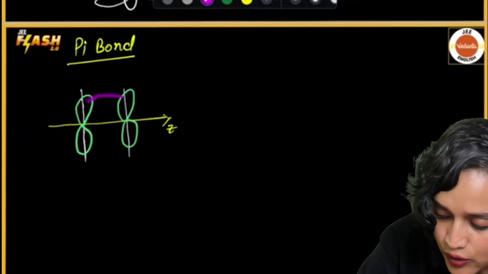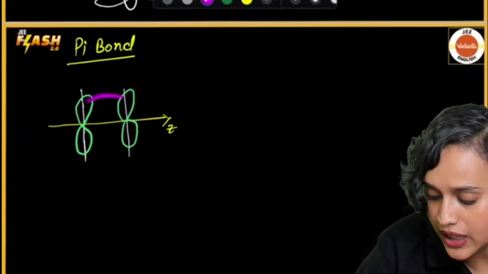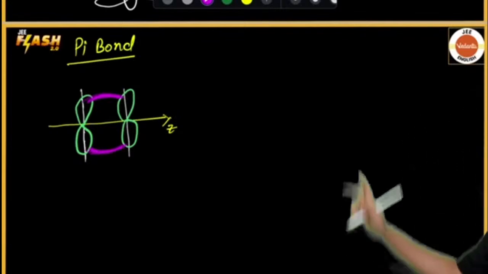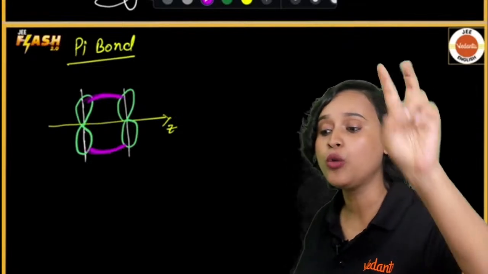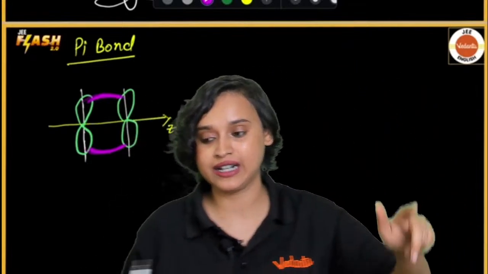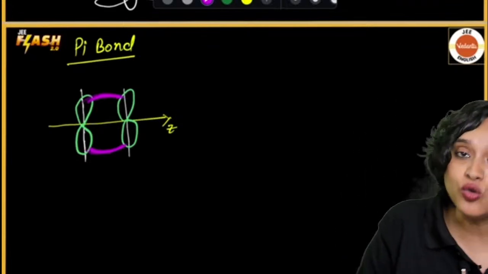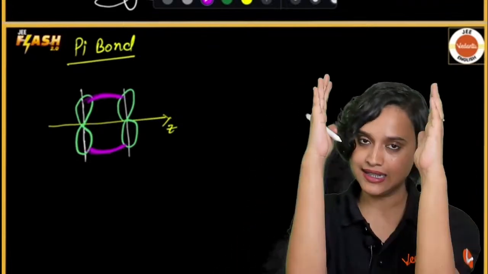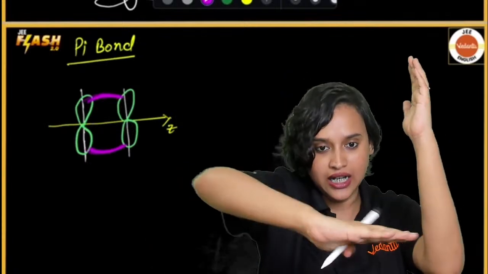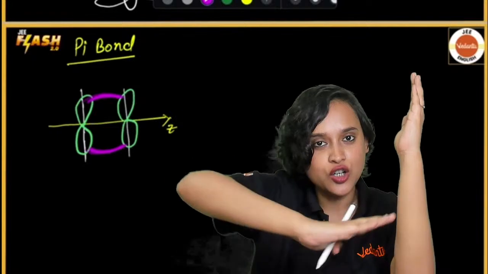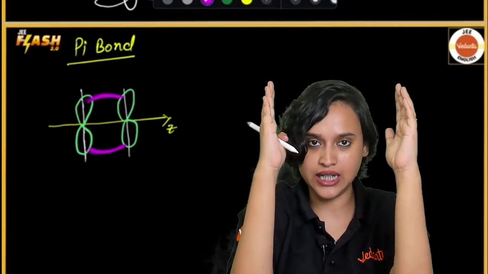Now what we notice, everybody, is that right here you get a saucer shaped interaction. Right here also you get a saucer shaped interaction. So this becomes a two lobe interaction. The axes remain parallel, but they are also perpendicular to the z axis. Do you understand this?